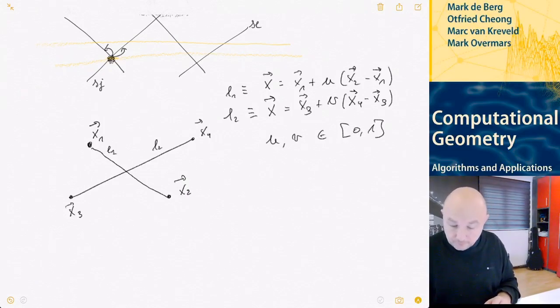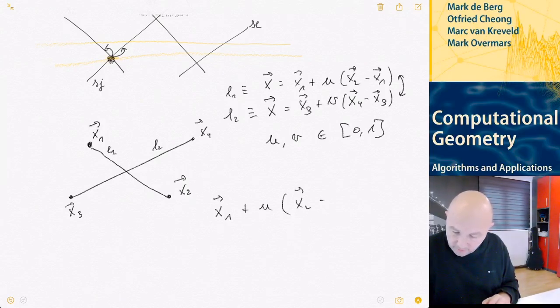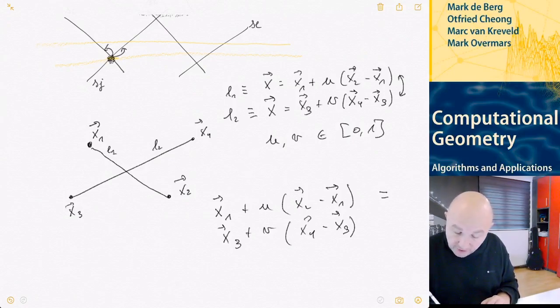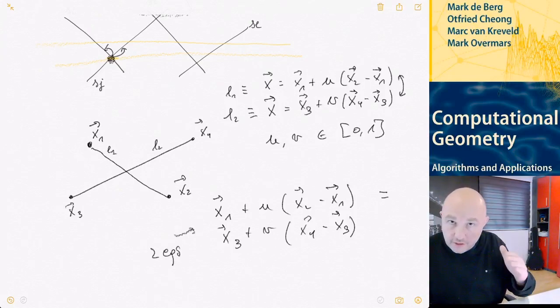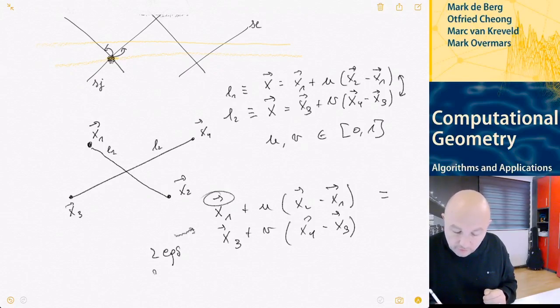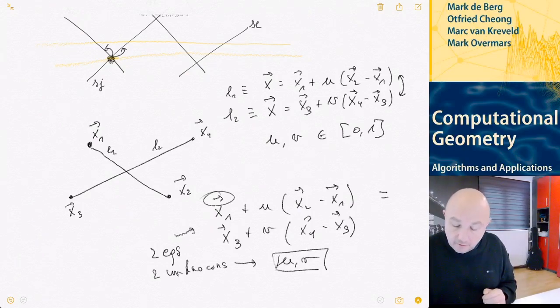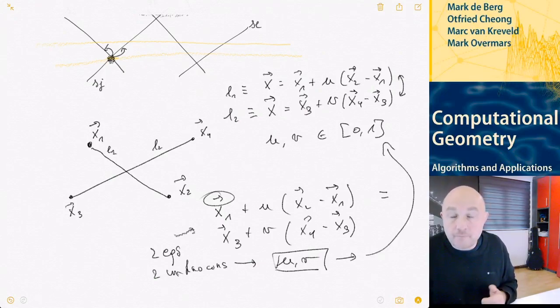So what you do is you say that the two x's are the same. So you say that x1 plus u(x2 minus x1) is equal to x3 plus v(x4 minus x3). Essentially you have a system. Those are two equations because it's a vector equation, two equations because there is an x and a y, with two unknowns. So you find u and v, the solution of that, and if u and v are between 0 and 1, then you have an intersection. So it's quite easy to compute the intersection between two lines.